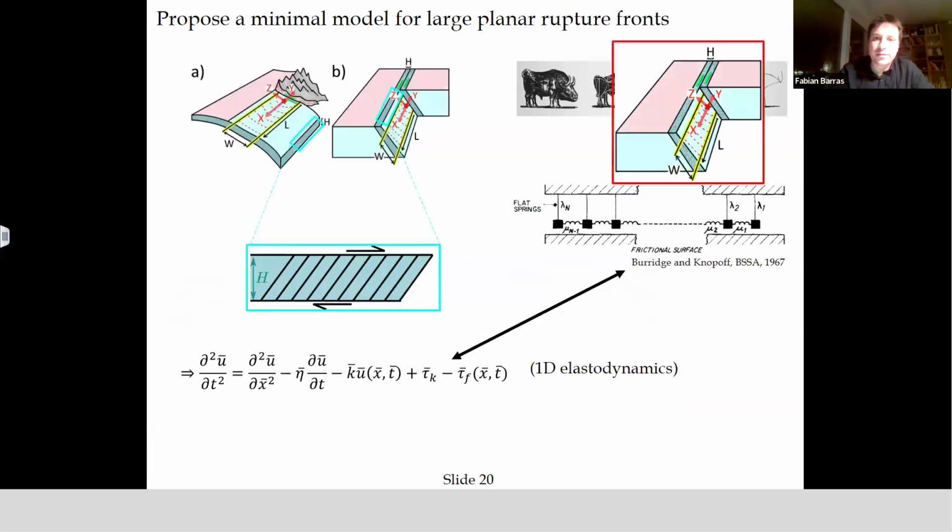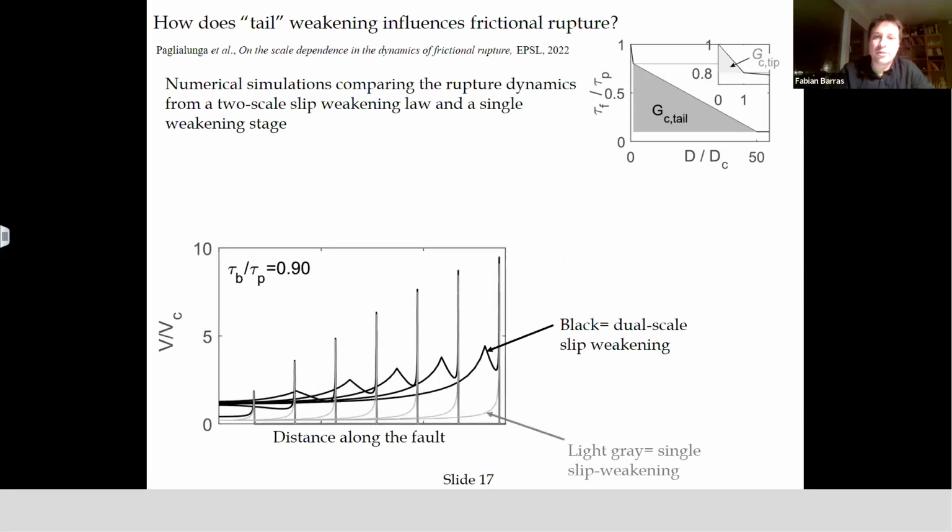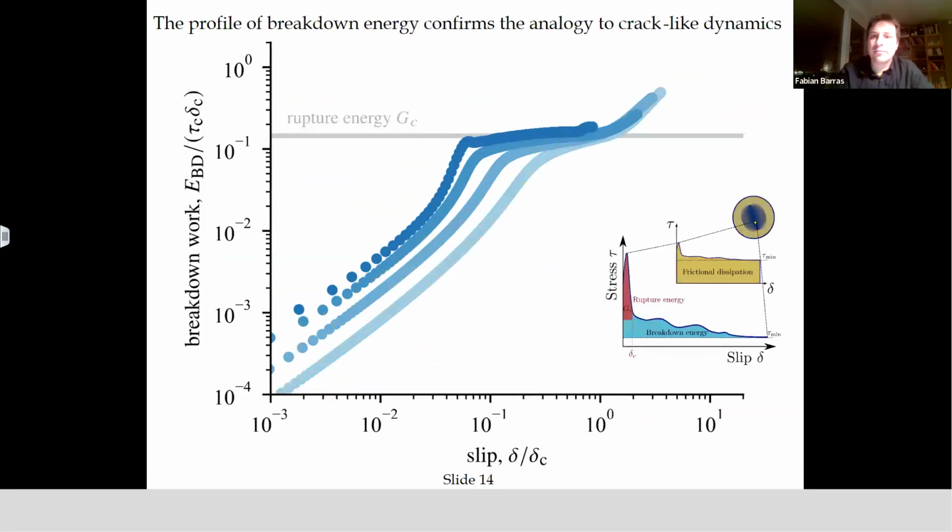And if you plot this change of slopes in a breakdown work profile like this one, oops, I think I have this in the middle of the. If you plot the breakdown work, in this case, with a sharp difference in terms of slope, you will have this horizontal plateau. And for instance, in the dual scale weakening, it will correspond to two curves that have the same slopes, but that are shifted, and some plateau that connects the two. And this change of slope marks the transition between the fast and the tail.